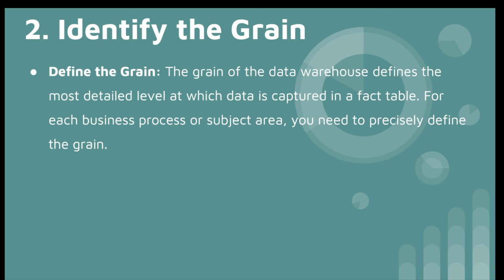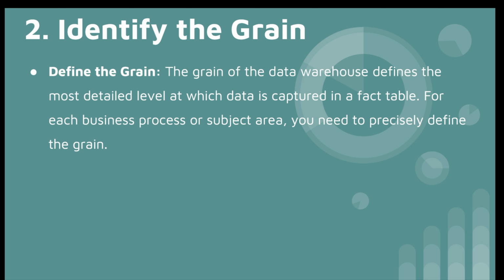Now, understanding and identifying the grain. You need to define the grain, which is the most detailed level at which data will be captured. So let's say you have a fact table, you need to understand the transaction information of a particular customer. That means you need to get the transaction that is performed by a particular customer at a particular time on a particular day, and which channel was used, and the location where this transaction happened. These are the kinds of things that you need to capture at a detailed level in your facts table.